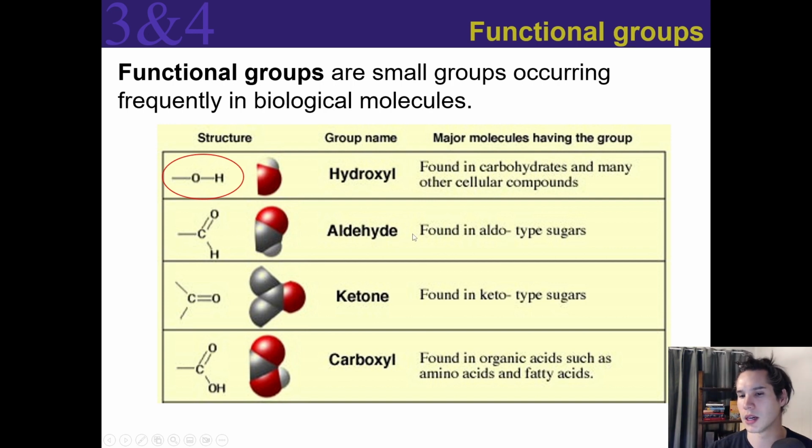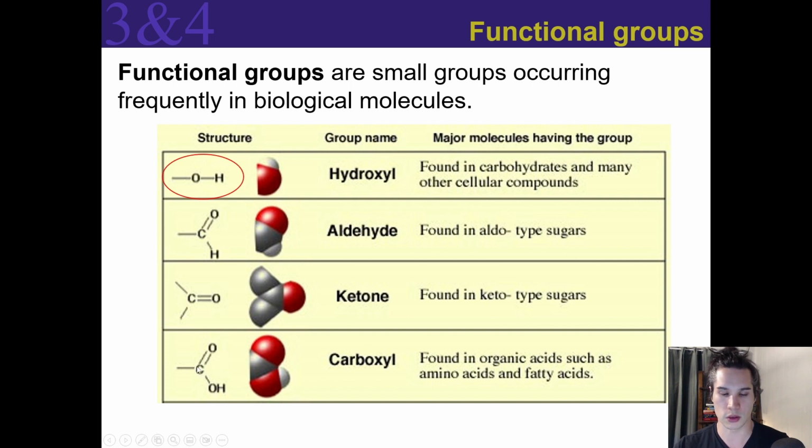Next, we have our aldehydes. These are found in aldo-type sugars. One example of this is ribose. This consists of a carbon doubly bound to an oxygen and also bound to a hydrogen. And then we have ketones, found in keto-type sugars, so things like ketose. As a fun fact, anytime you see a word ending in -ose, it's typically going to be some type of sugar. This is a carbon doubly bound to an oxygen.